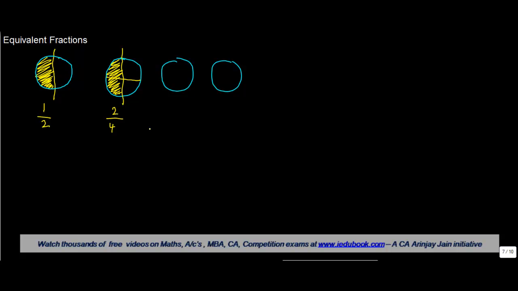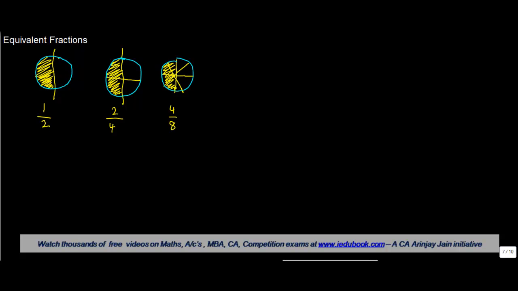Right? In the third circle, I divide this into 8 equal parts, and what I do is I shade 4 of these parts. So basically what is the shaded portion now? 4 upon 8.